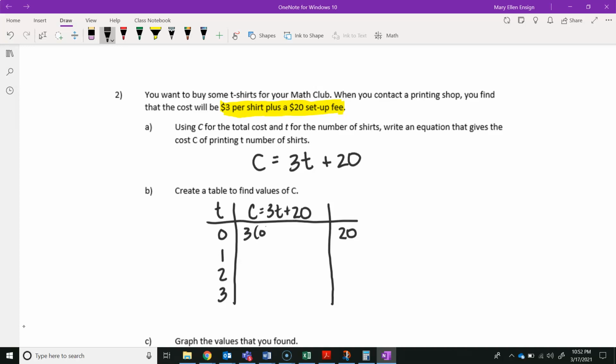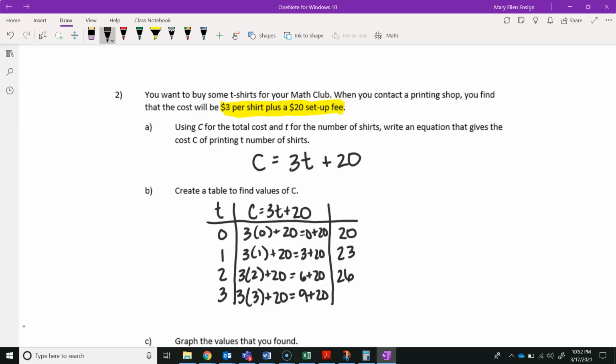Or if you have the equation first, we can do our usual where we substitute in, right? So this is going to be 3 times 1 plus 20. So $20 setup fee plus 1 shirt is going to be $23. This is going to be $26. Okay, 3 times 3 plus 20 is 9 plus 20, which is going to be $29. So we can see some choices there.